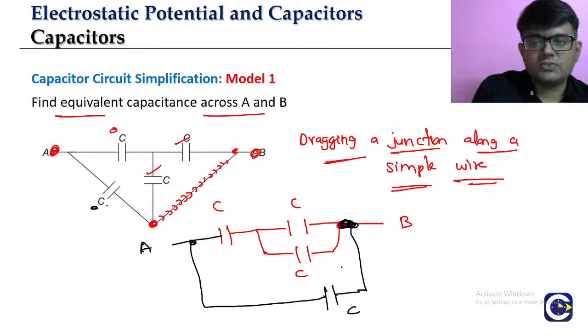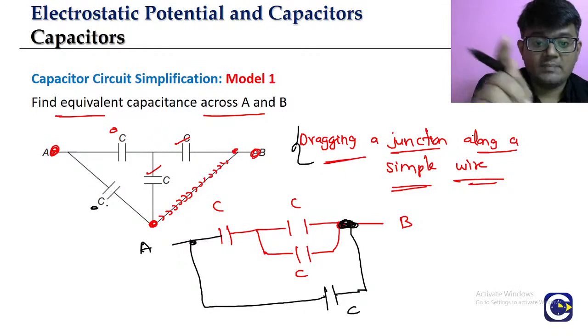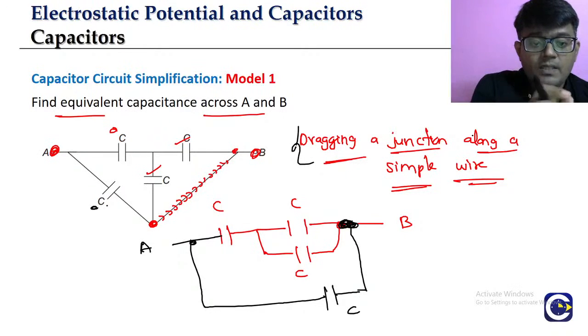This is the modification. So what is the word that we use? Dragging a junction along a simple wire. So remember, whenever you see a wire like this, if you are not able to straight away see where series comes or where parallel comes, think about this point. You can drag that junction and place it, and when you place it you will be able to see the simplification.